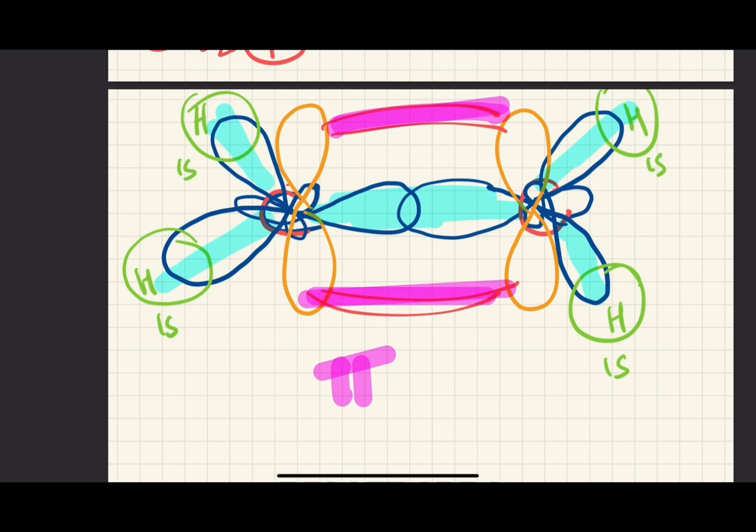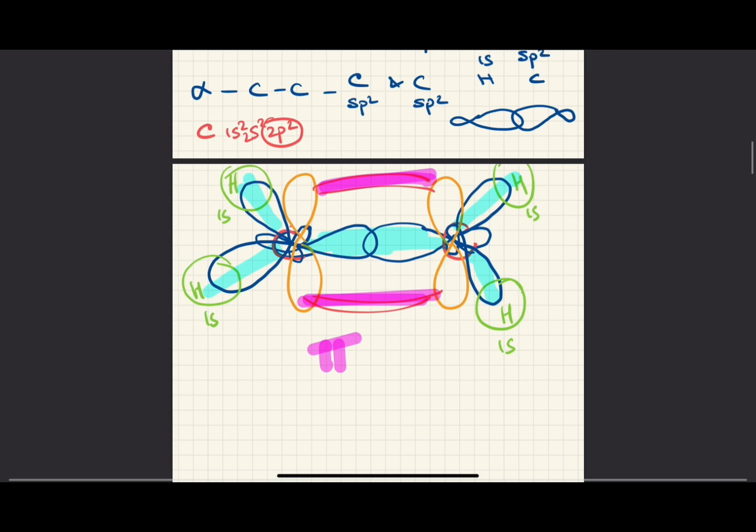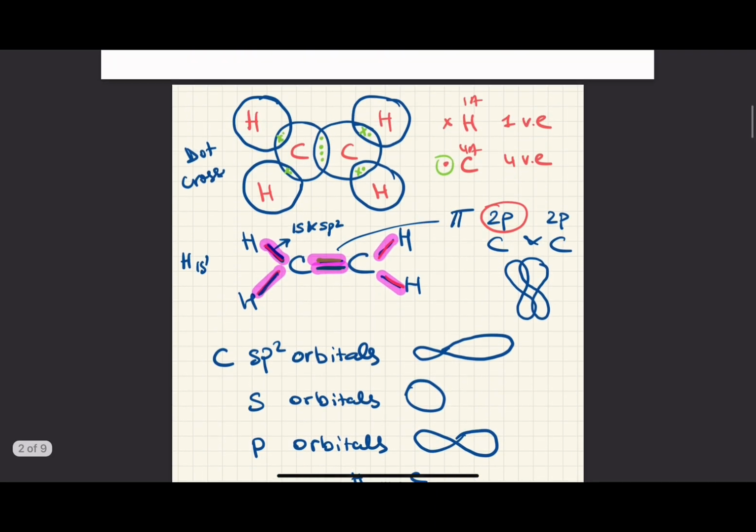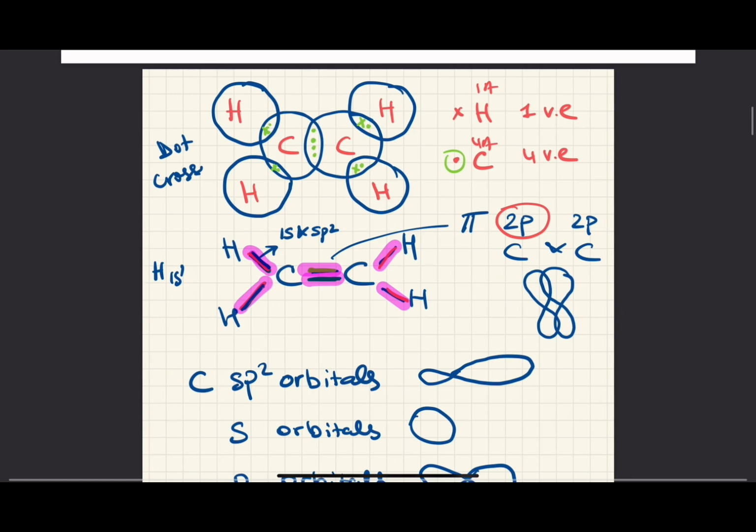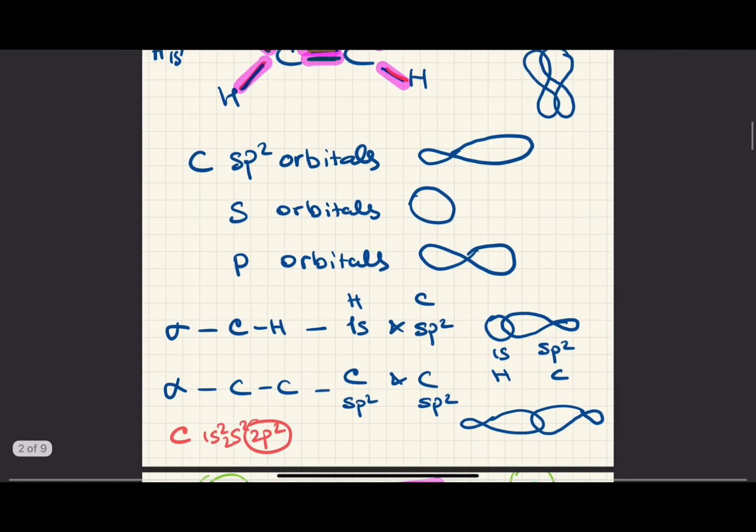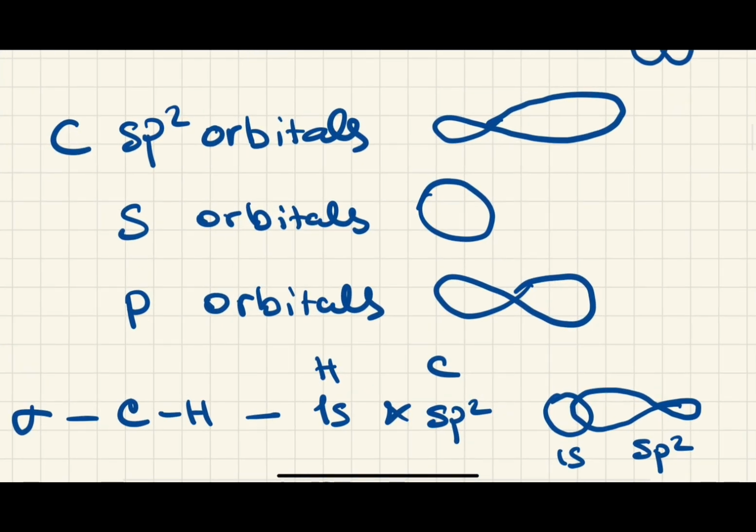Okay, so this is not asking you to draw this, okay? Don't worry about it. The main thing you need to do in here in the bonds is that hybrid orbitals always have this shape, okay?